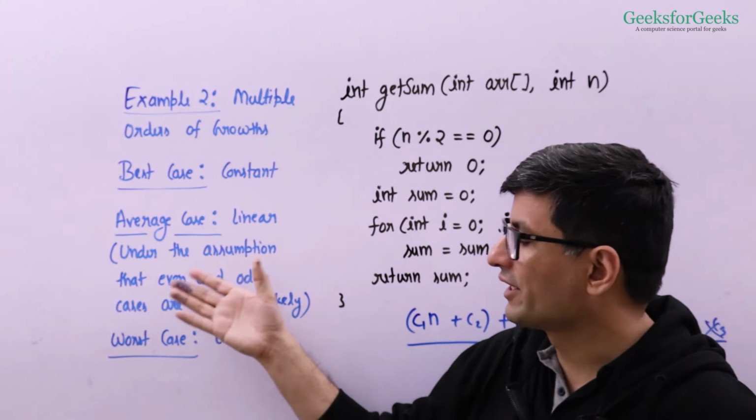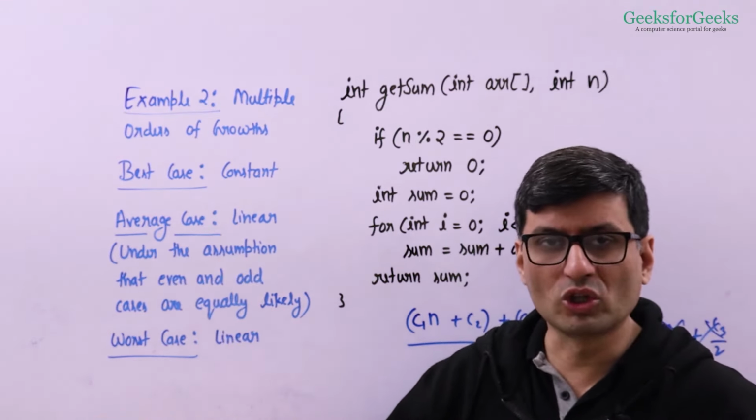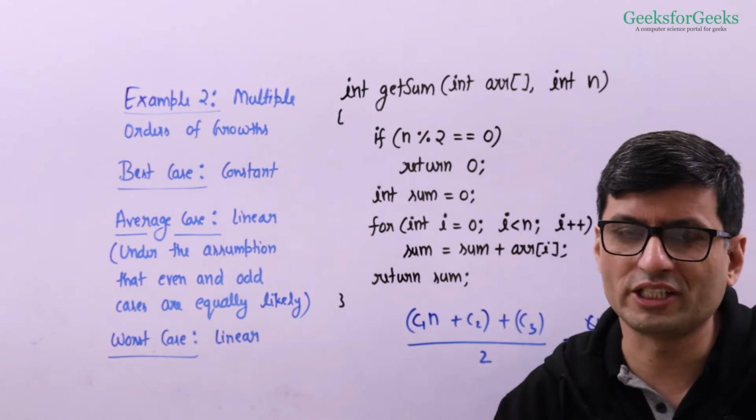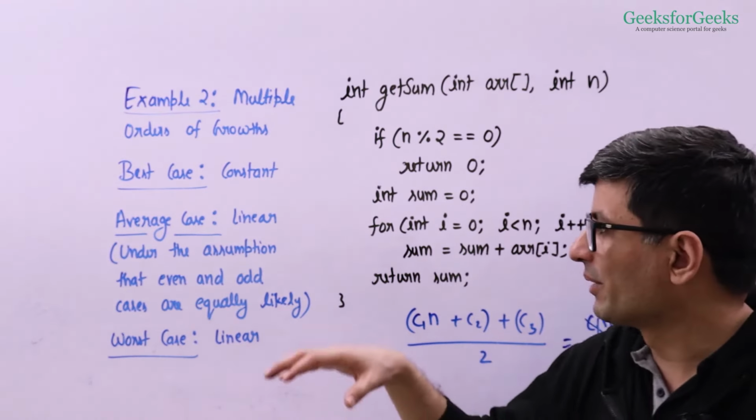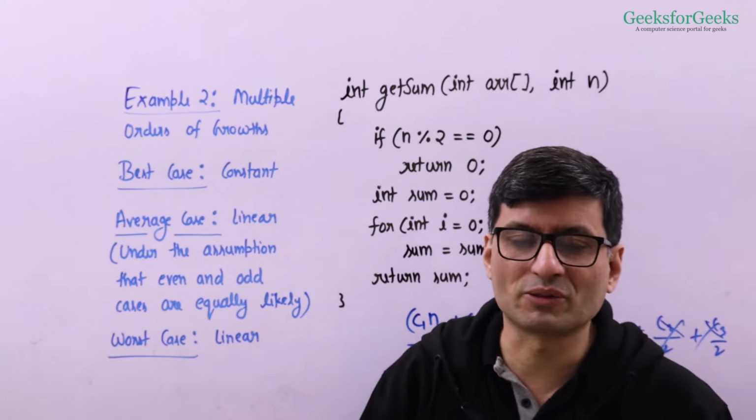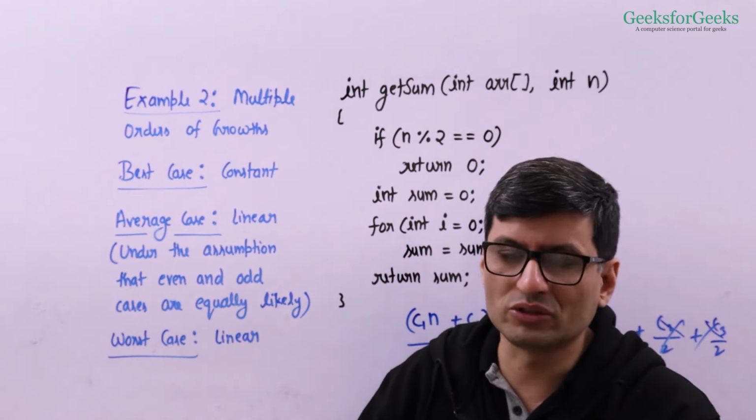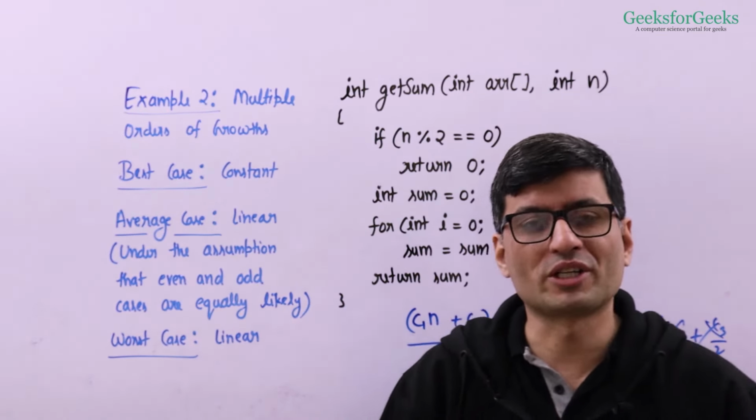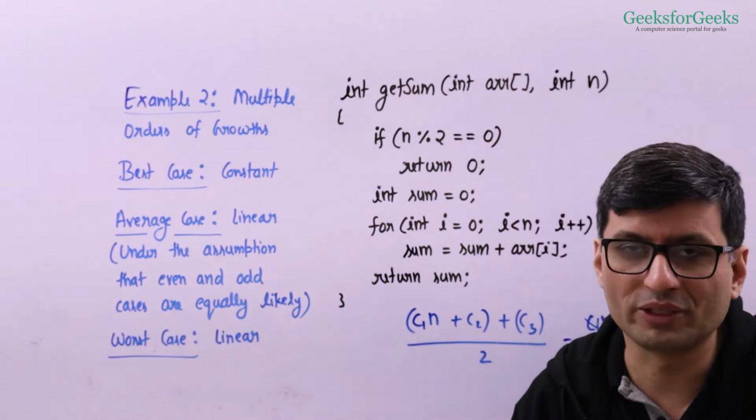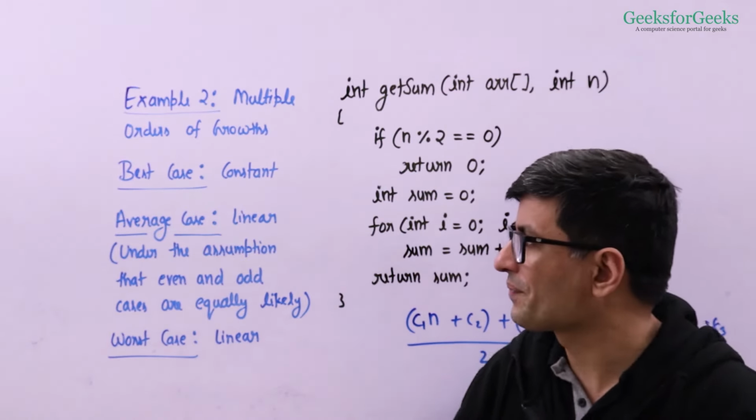That's why average case is not typically done. Although we would like to know what is the time taken in the average case, we can't do it many times because we don't know how the user is going to use this particular function, what is going to be the distribution, what are going to be the inputs. We don't know those things.